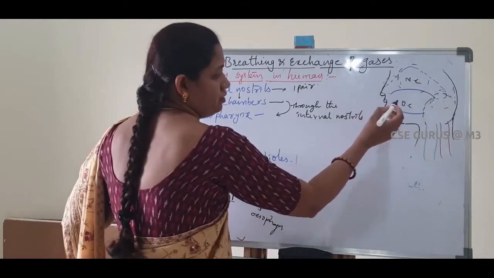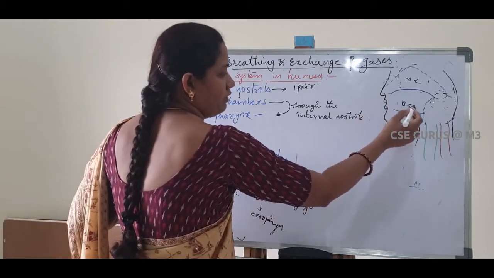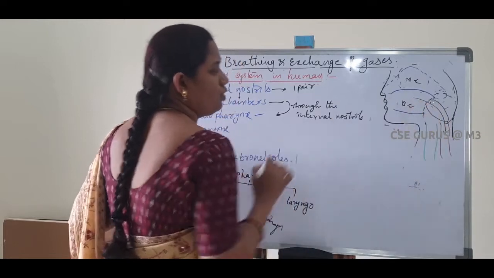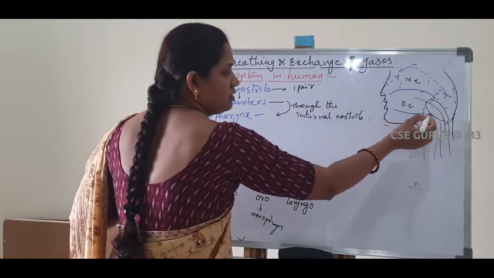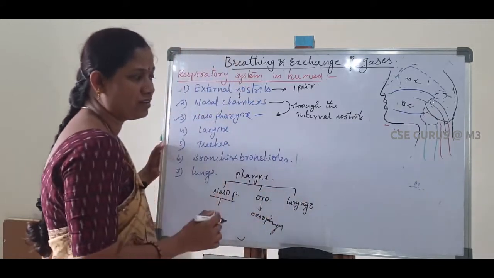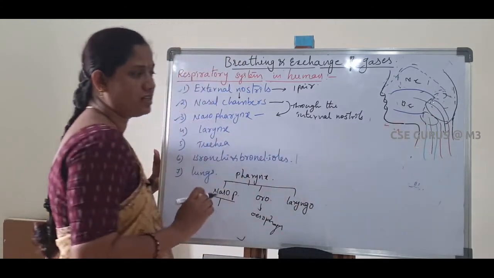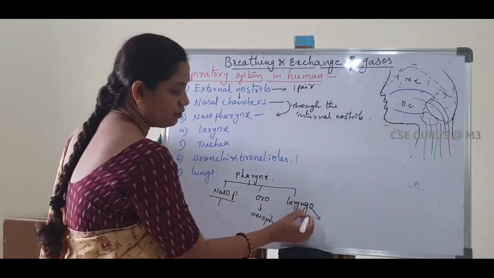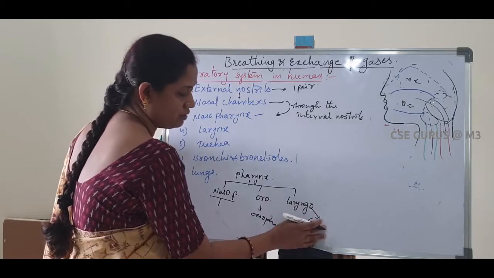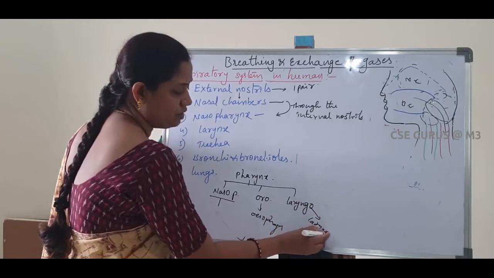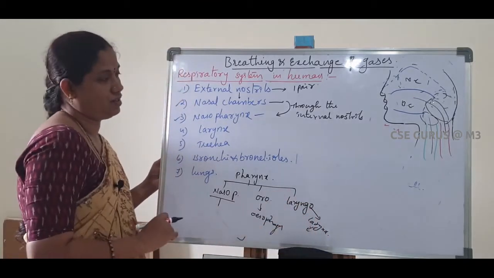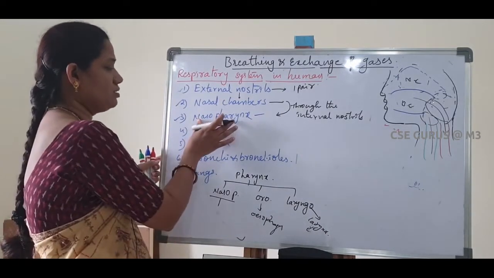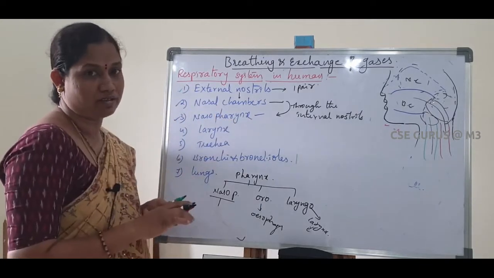The food from the buccal cavity enters into the esophagus. This region is called oropharynx. Next, this region is called laryngopharynx. Here it is connected to the trachea. This laryngopharynx is connected to the larynx, and the larynx is connected to the trachea. So this is about the nasopharynx.